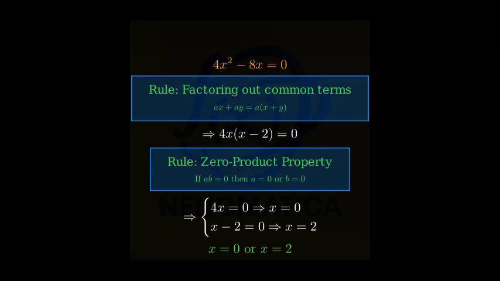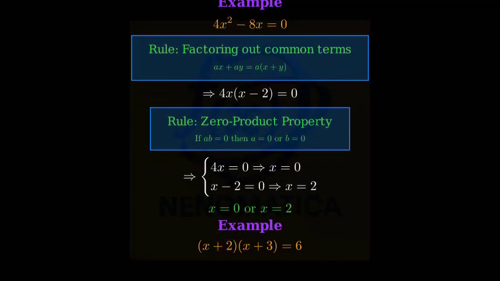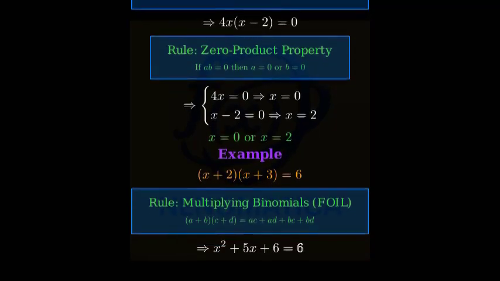Now, let's move on to our second example. We have the equation x plus 2 times x plus 3 equals 6. Our first step is to multiply out the left side of the equation. Using the FOIL method, first, outer, inner, last, we multiply x plus 2 times x plus 3. This gives us x squared plus 3x plus 2x plus 6, which simplifies to x squared plus 5x plus 6 equals 6.